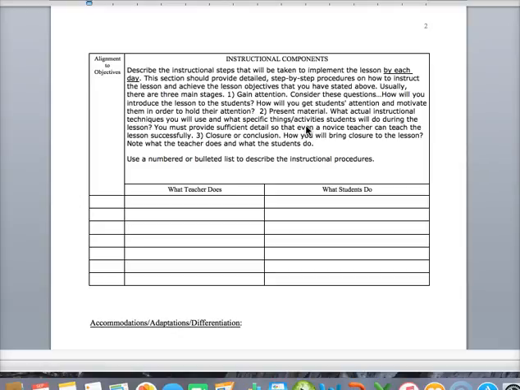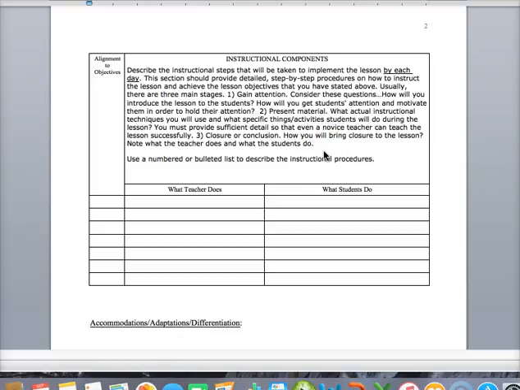How are you going to actually present the material? What actual instructional techniques are you going to use? What things are you going to ask students to do during the lesson? What will you be doing when students are doing something? What will they be doing when you're doing direct teaching? You have to provide enough detail so that somebody could walk into your classroom, pick this up, and teach the lesson successfully.